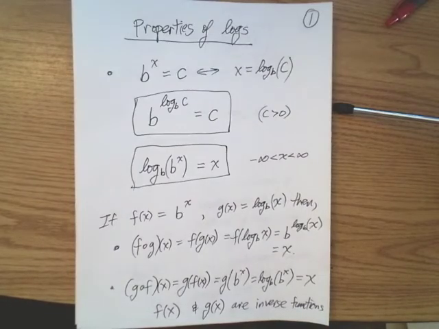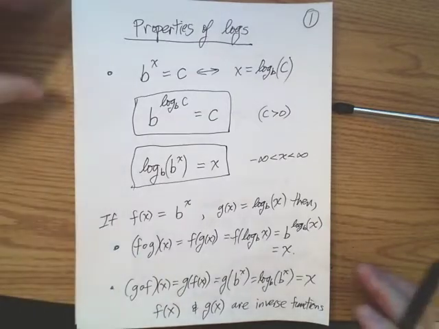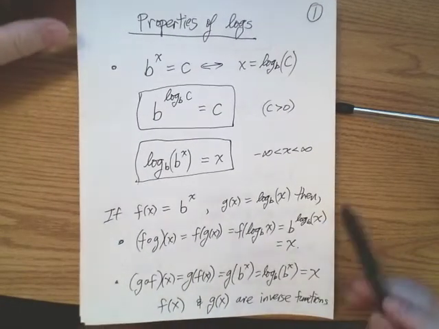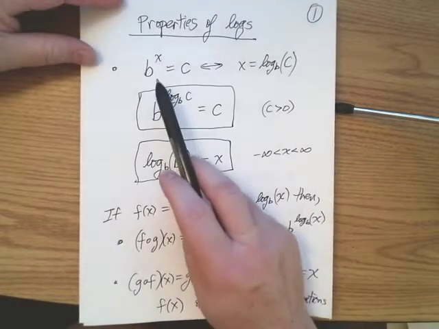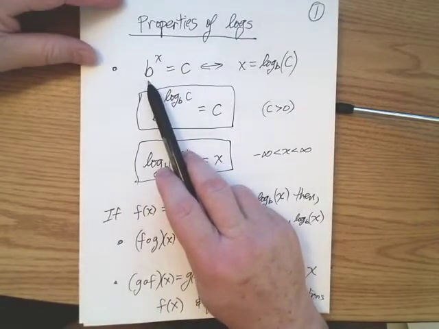Okay, in this video I want to discuss some basic properties of logarithms. Let's go ahead and do this. We saw this in the last video when we introduced logarithms. b is a base, right? So that means it's positive but not equal to 1.